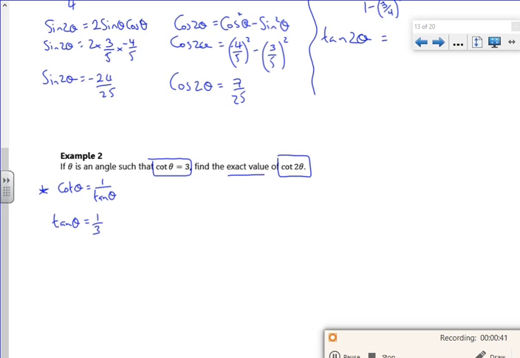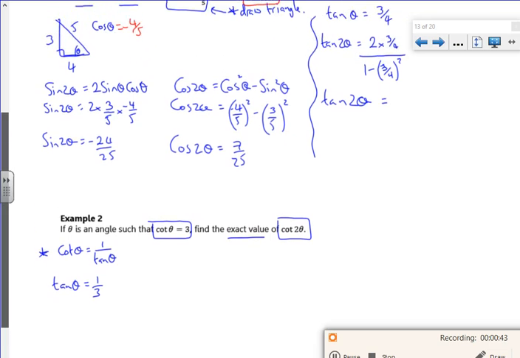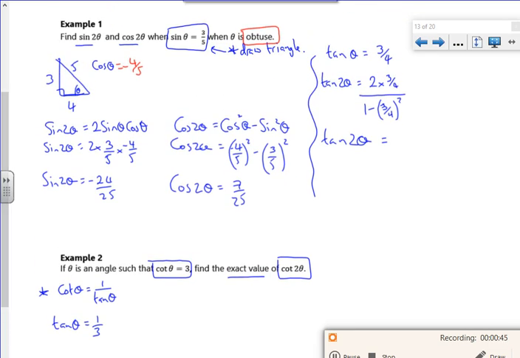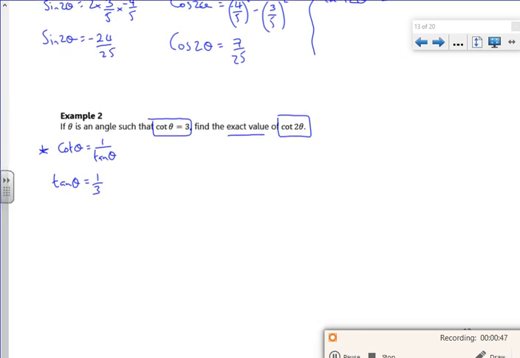Now, it's saying exact values. So up here as well, I guess, it doesn't say exact there, does it? So it's saying exact values. So once again, that's a hint that I need to draw a triangle for it. So there's my theta, 1, 3. So what's that going to be then? Root 10, is it? Or do I need root 10? Who knows, I might not even need it. So I've got that there, just in case I need it.